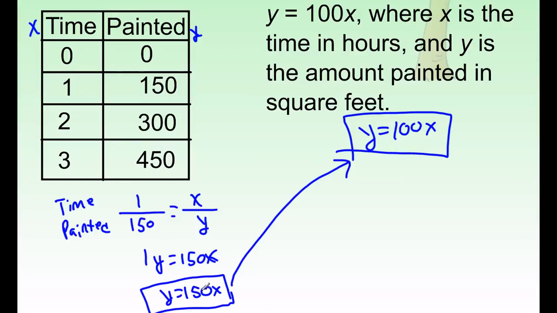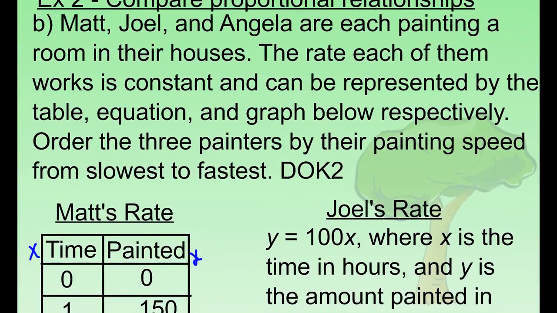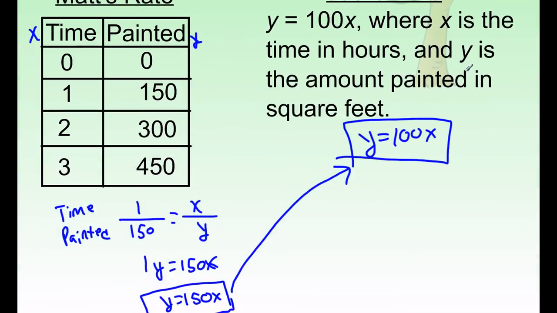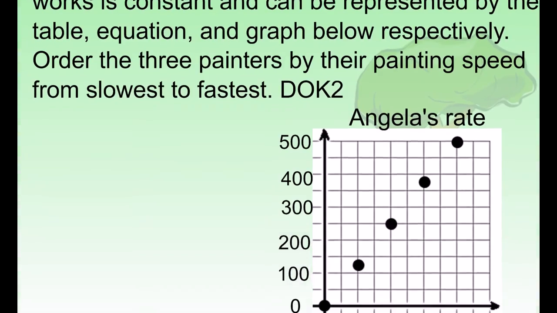Matt paints at 150, what's it, square feet an hour? It doesn't say what the units are. Yeah, square feet. So Matt paints at 150 square feet an hour. So if Matt painted for 1 hour, he painted 150 square feet. If Joel painted for 1 hour, he painted 100 square feet. Okay? So Matt is faster than Joel. Let's see where Angela falls.